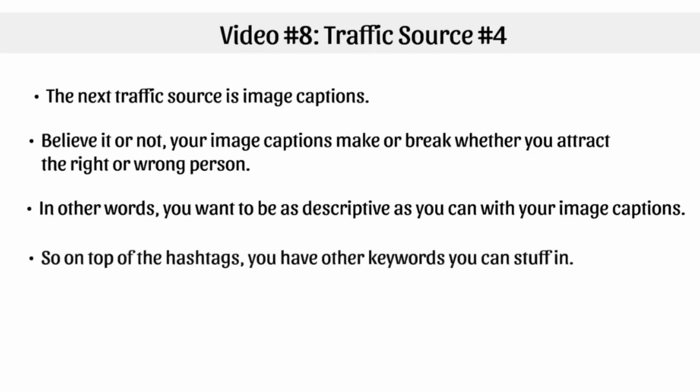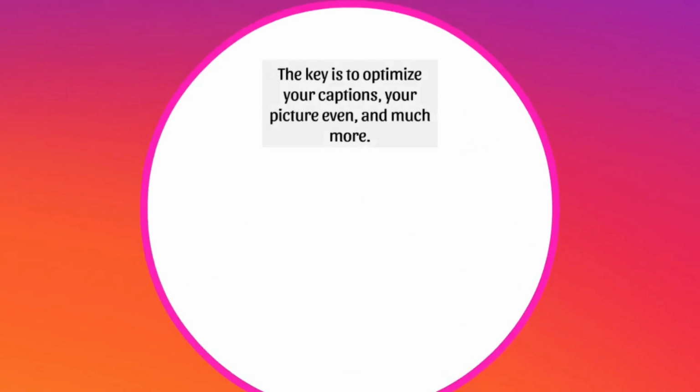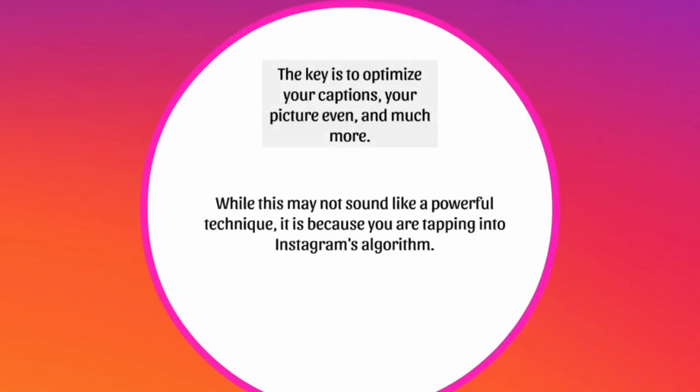On top of the hashtags, if you do it all right, you have other keywords that you can essentially stuff in. That's the nice thing about Instagram: you can literally stuff in a bunch of keywords and actually get away with it and be okay, because that's what they're looking for. Also, you want to make sure that they are optimized towards who you want to attract. The key here is to optimize your captions, your hashtags, your pictures even, and much more.